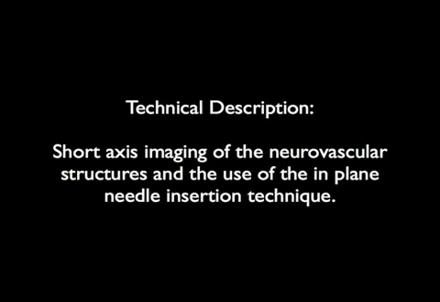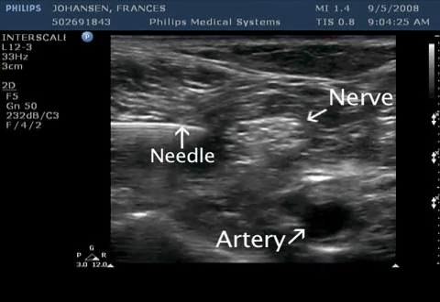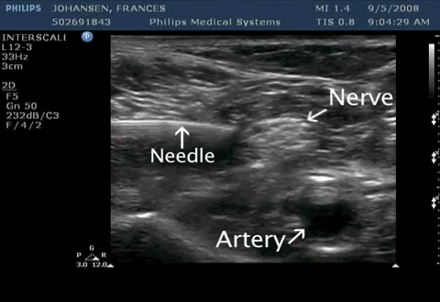The next example is that of a sciatic block in the popliteal fossa using the in-plane needle insertion technique. The technical description of this block would be the short axis imaging of the neurovascular structures in the use of the in-plane needle insertion technique. The needle can be seen entering screen left, indicated by the arrow. The nerve is a hyperechoic structure that is round in nature.